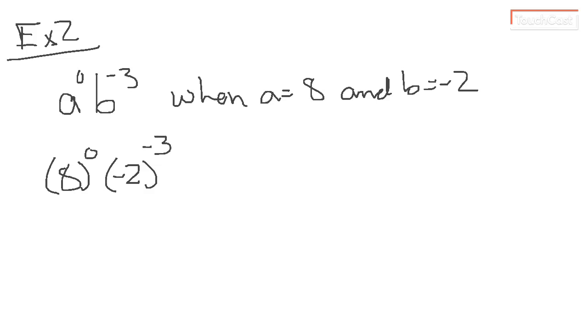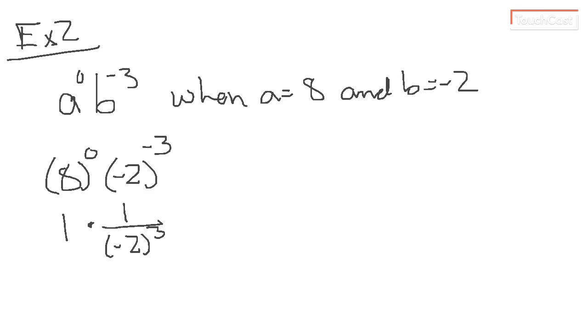Well, let's start with the easy thing. 8 to the 0, that's a 0 exponent. Anything raised to the 0 is going to give us a 1. Multiply. Now we can take care of that negative exponent. We're going to rewrite negative 2 to the negative third power as 1 over negative 2 to the positive third power.